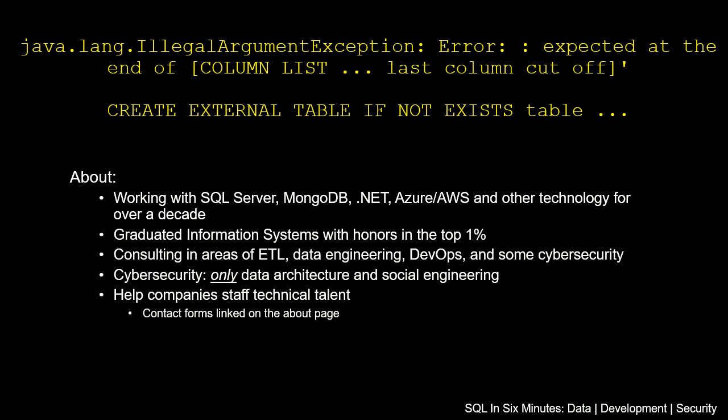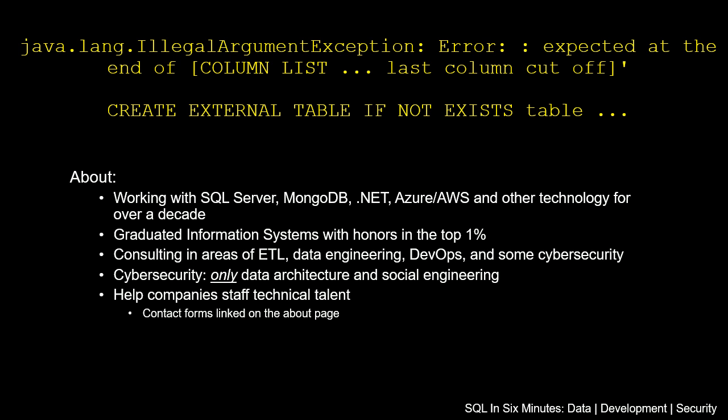In this video, we are going to be debugging the error java.lang.IllegalArgumentException, and we see that there is an expected colon at the end of a column list, and the column list is cut off. And basically what's happening is an external table is being attempted to be created, and it's failing there.